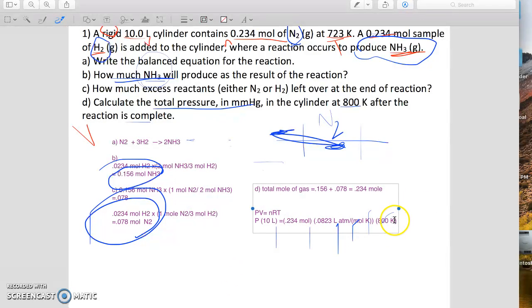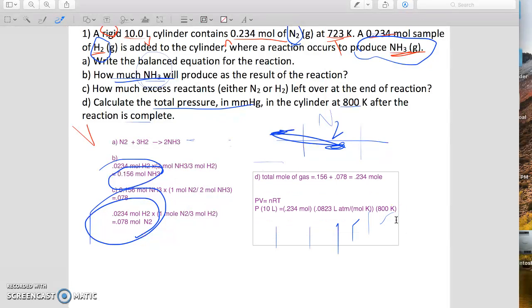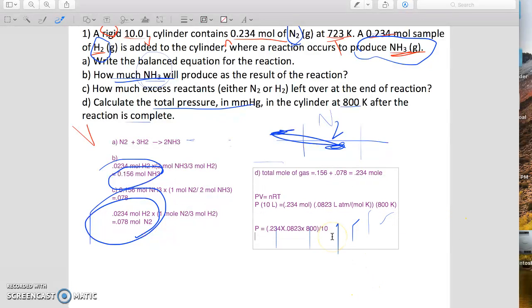Anyway, if you were trying to solve this, P is equal to 0.234 times 0.0823 times 800, divided by 10. And you need to remember when you finish, the answer is going to be in atm because that's the only unit left. Okay, so that's pretty much it for how to solve this question. Everything in there should already have been reviewed and you have already done it.